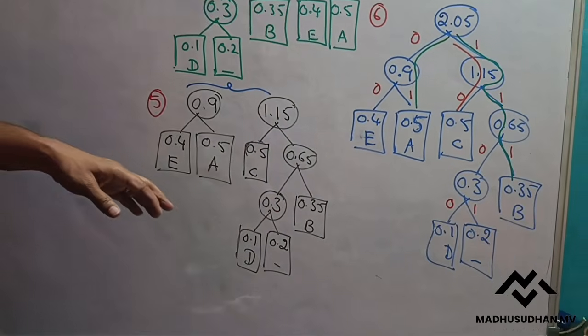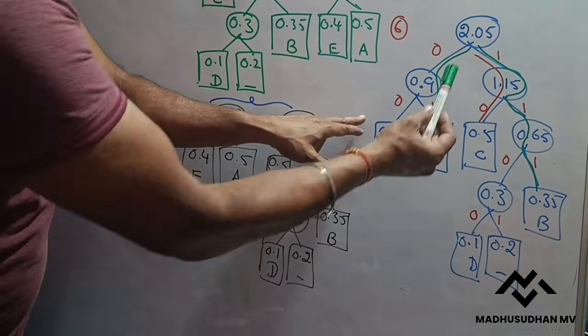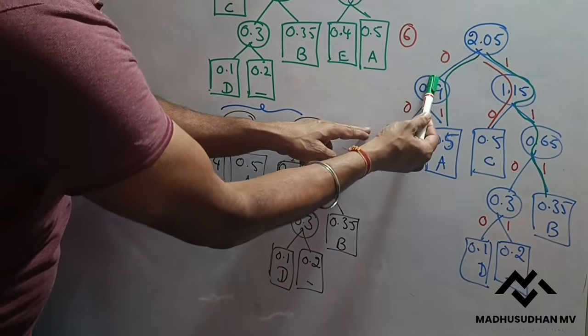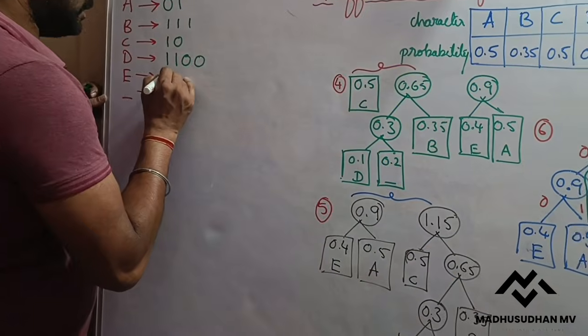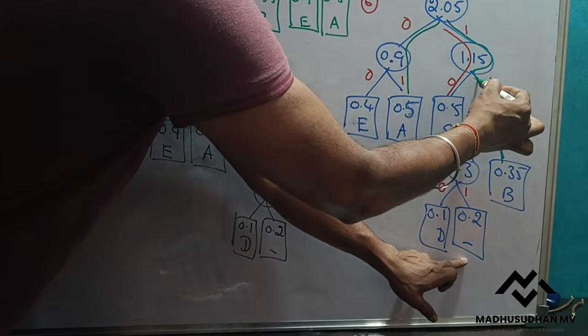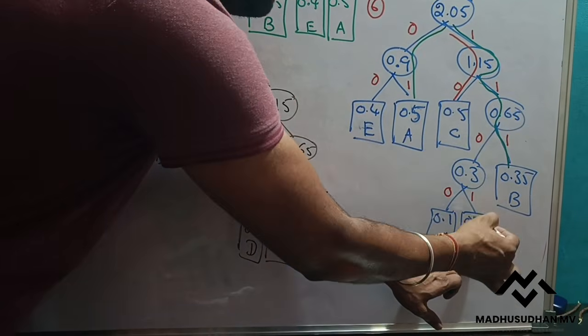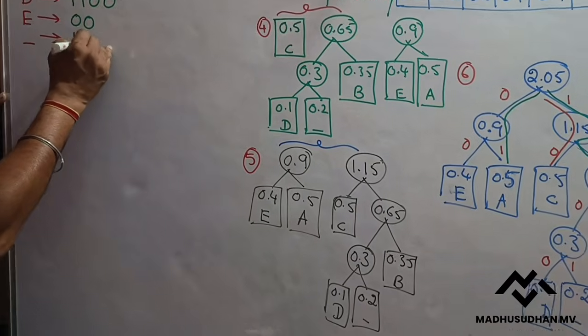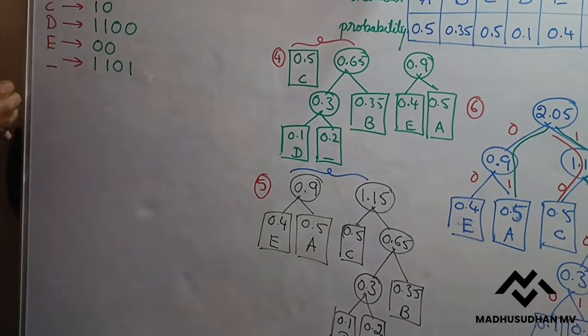Similarly for E, after D, E, right? See, E is right for it. So here it is 0, 0. For E, it is 0, 0. Underscore is there here. See 1, 1, 0, 1. 1, 1, 0, 1. This is the code.